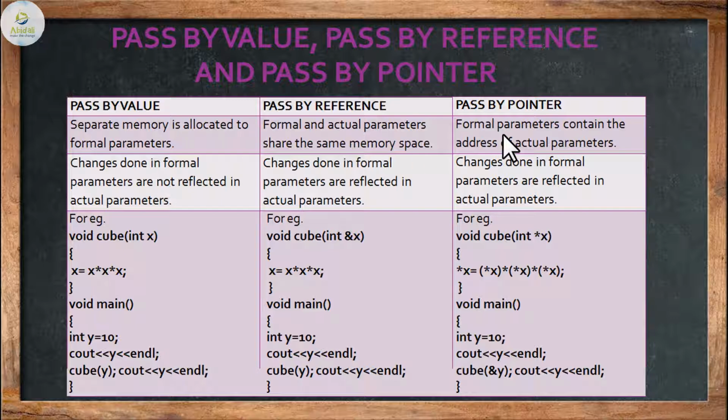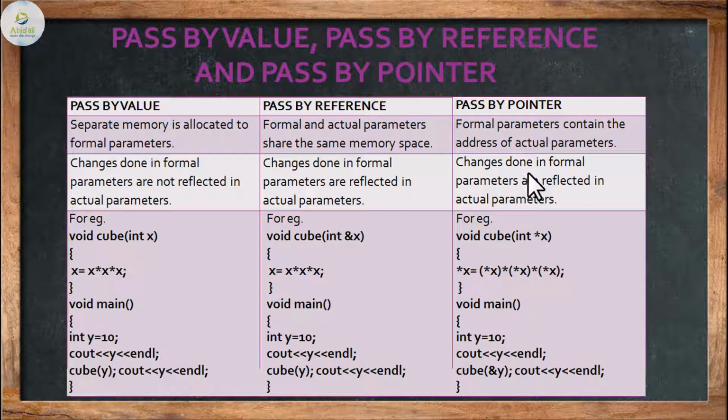Okay, so what will happen in pass by pointer? So here values are being passed, here references are being passed, we'll see it later. The formal parameter contains the address of the actual parameter. So here we'll be working on the addresses, not sharing the same memory space. Okay, so changes done in the formal parameter will not be reflected to the actual parameter. So changes done to x will not be reflected to y, but here changes done will be reflected. Whatever changes you do to x will be reflected to y also.